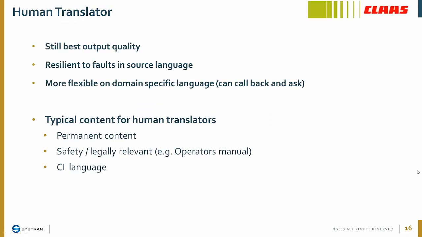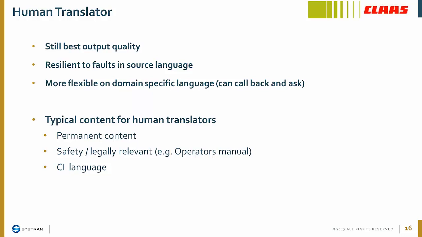Yeah, thanks. So for us, the human translator still produces the best output quality, of course, at least when you have a translator who has good training for the corresponding domain. So for us, agriculture and engineering, it's a combination where it's not so easy to find good translators. But anyway, now we have them.